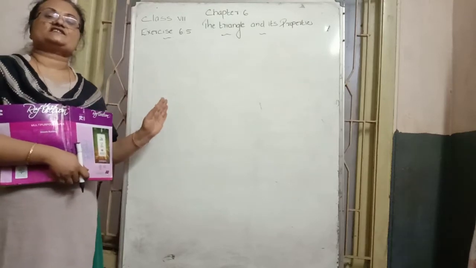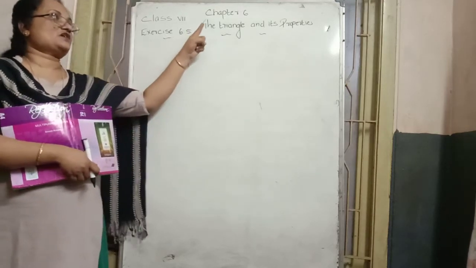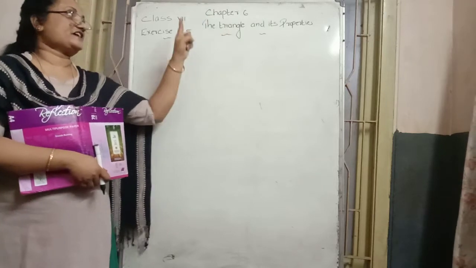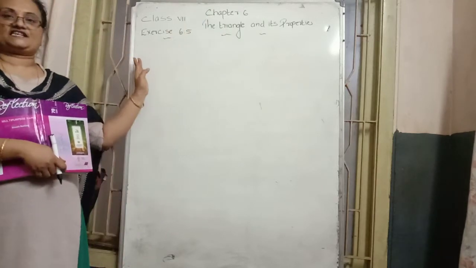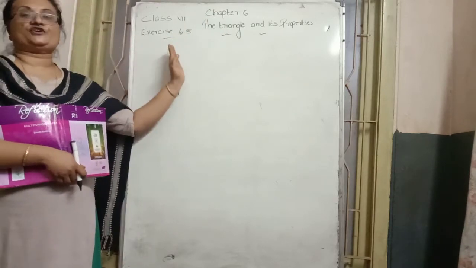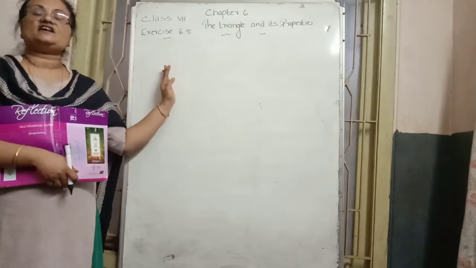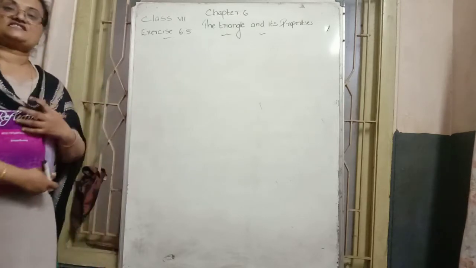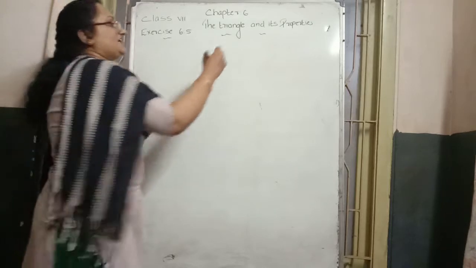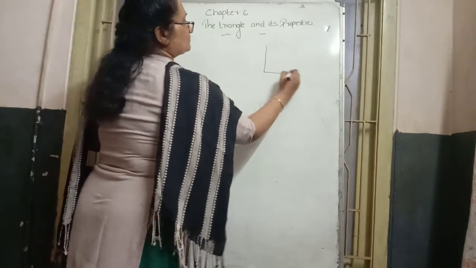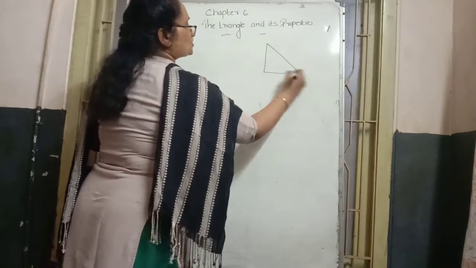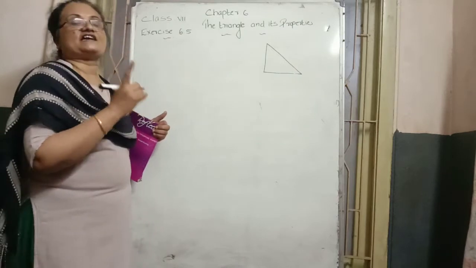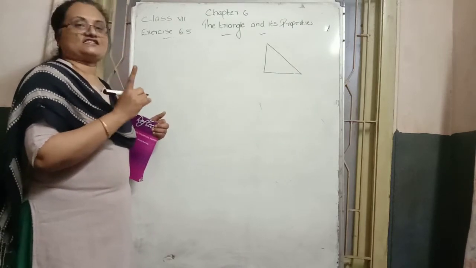Hi students, now we are going to discuss chapter 6, triangles and its properties, exercise 6.5. Last class we learned the Pythagoras theorem. The Pythagoras theorem is satisfied in a right angle triangle. That property, once again I repeat, is satisfied in a right angle triangle.